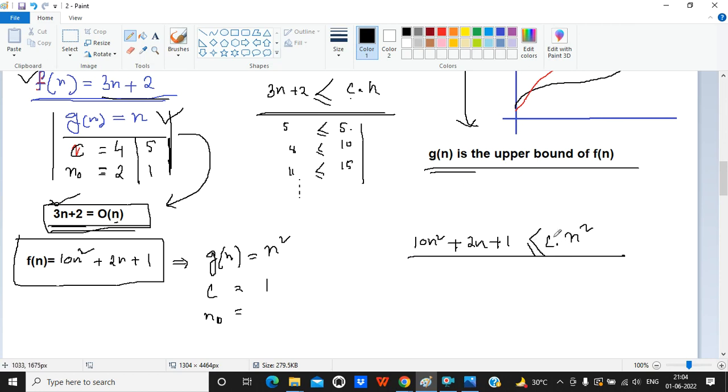If you put c equal to 1, and n equal to 1, then what will be the value of this thing? 10 plus 2 plus 1 means 13. So the best way to get rid of the problem is that you put c equal to 13. So 13 into 1 is less than or equal to 13. In that way you can find out. It is not a very complex thing to find a c and n0 so that this condition is satisfied.